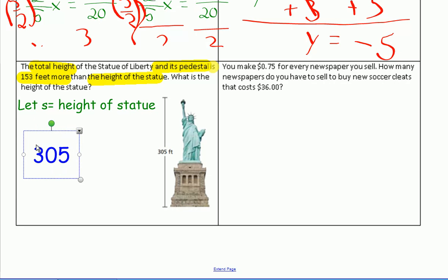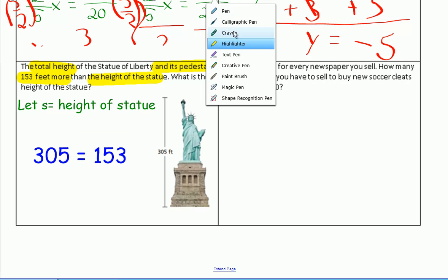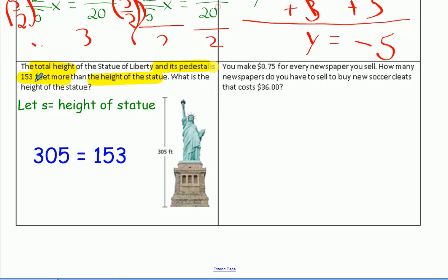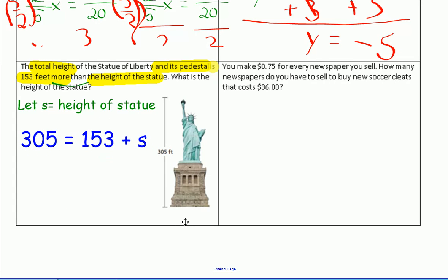305 feet is the total height of the Statue of Liberty and its pedestal, so you saw the "is," 153 feet more. More than means what operation? More than means add. So I'm going to be adding 153 feet plus the height of the statue. Well, we just called that the letter S. Whew, that was a lot of tricky words, all for a very simple equation.